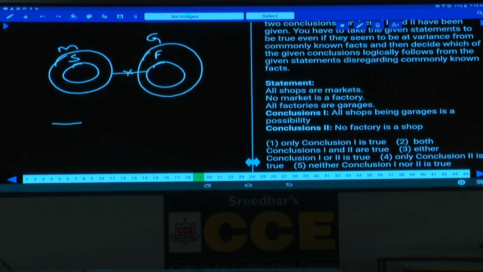Second one, no factory is a shop, definitely true. Now the second conclusion is a negative conclusion. As a negative conclusion follows, in order to make this one false, we should prove the complementary pair, that is drawing the alternate diagram. No factory is a shop. What is the complementary? Some factories are shops.